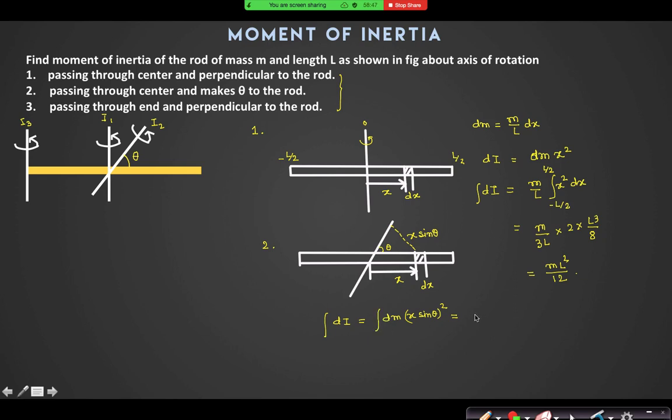So dI is equal to the integral of sine squared theta multiplied by dm x squared. What is dm x squared? From minus L by 2 to plus L by 2. Here also x will vary from minus to plus L by 2. That we have already calculated as ml squared by 12. So it is ml squared by 12 sine squared theta.